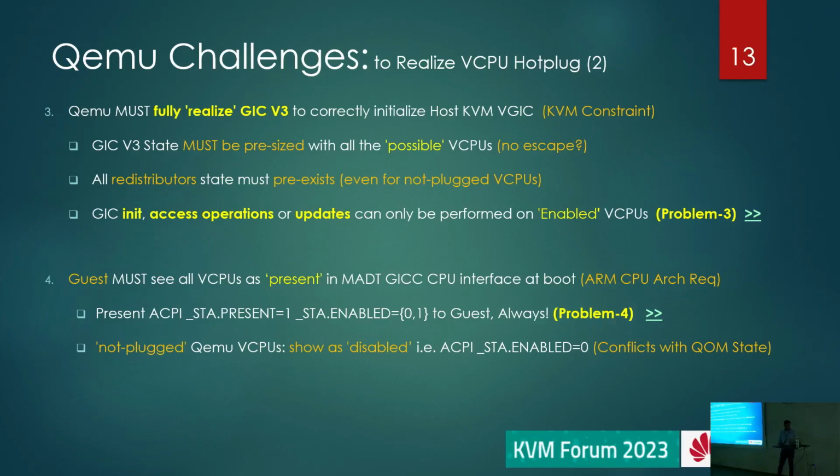But then we need some tweaking in the GIC. The GIC has been fully realized because that's part of the architecture constraint. So there are certain updates we have to give to the GIC as part of the hotplug action, which ties up the new CPU coming up and updates that GIC CPU interface, which has already been realized as part of the GIC initialization, which has to happen as part of the QEMU model. So this is precisely what we are doing.